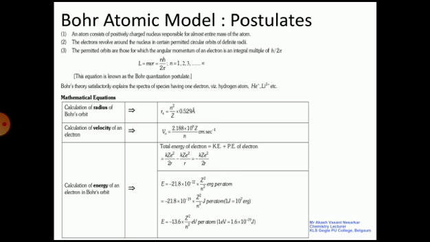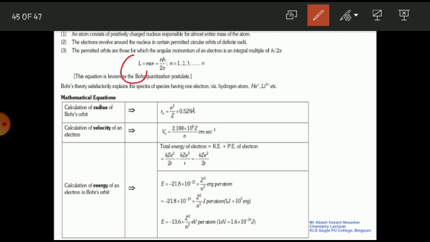And the third one, the permitted orbits are those for which the angular momentum of an electron is an integral multiple of h upon 2 pi. So the angular momentum of the electron is equal to an integral multiple of h upon 2 pi. That is angular momentum, denoted by the symbol L. It is equal to mvr equals nh upon 2 pi, where n is an integer. This equation is known as the Bohr quantization postulate.